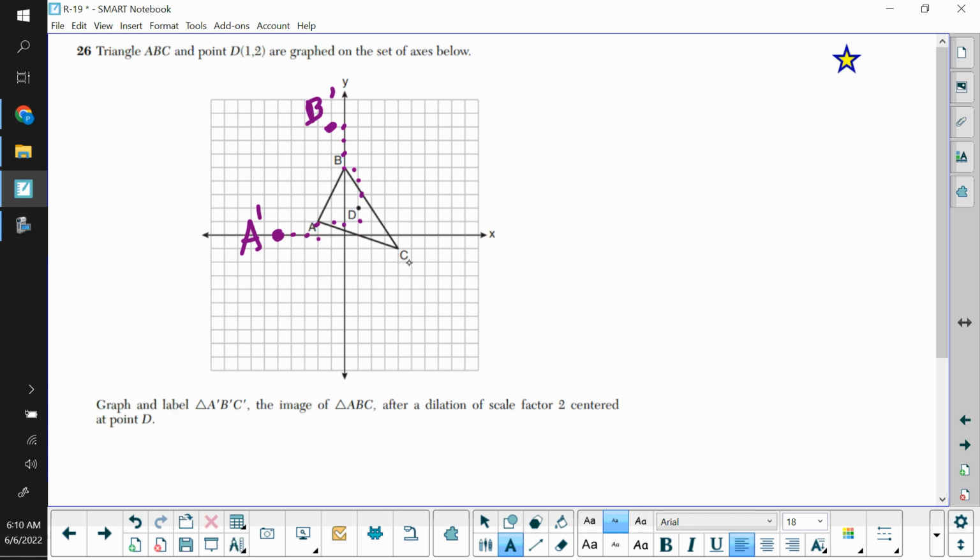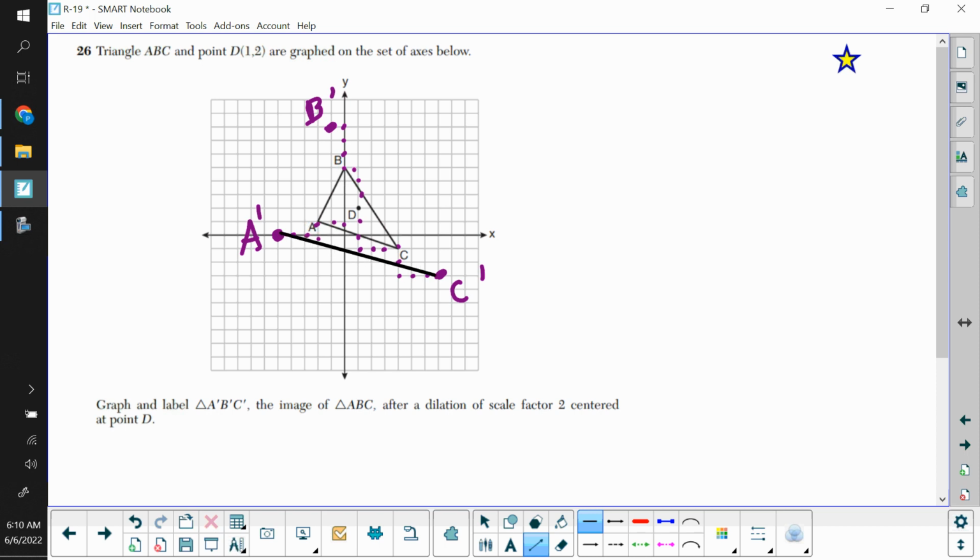And then likewise for C, we need to see how to move to C and do that movement 2 total times. Well, we're going down 2, right 3, go down 2, right 3 again, that gives us C prime. And then with our straight edge, we can connect those. And that's our image. Now you need to make sure you have those points labeled A prime, B prime, C prime, or you would lose credit.